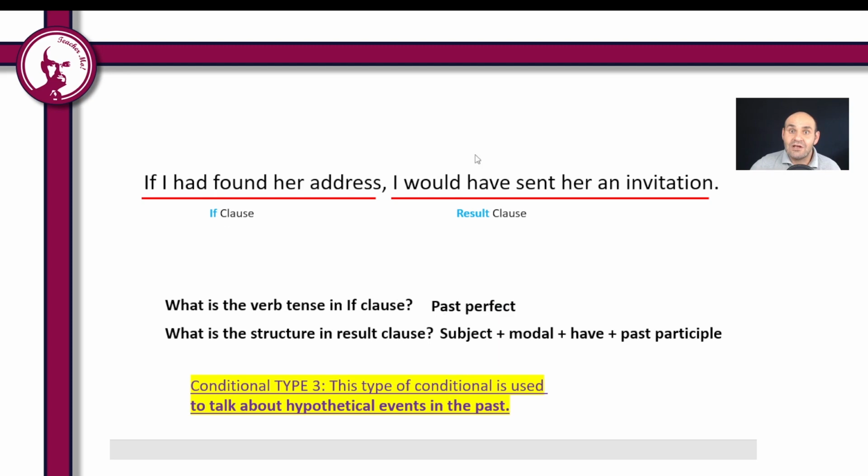Look at the result clause. What is the modal verb? Would plus have plus past participle form of the verb. So this is the structure of the third conditional, or conditional type 3. When do we use it? We use it to talk about hypothetical events or situations in the past. If I had found her address, so in reality I didn't find her address. But if I had found her address, I would have sent her an invitation.